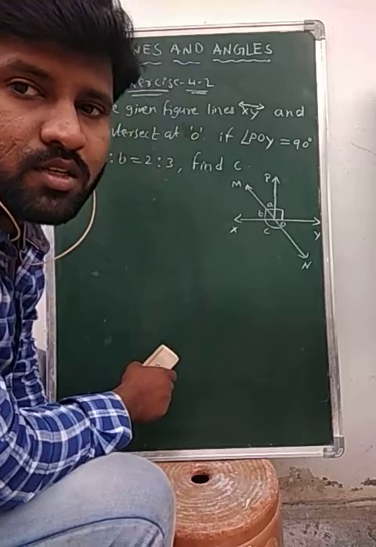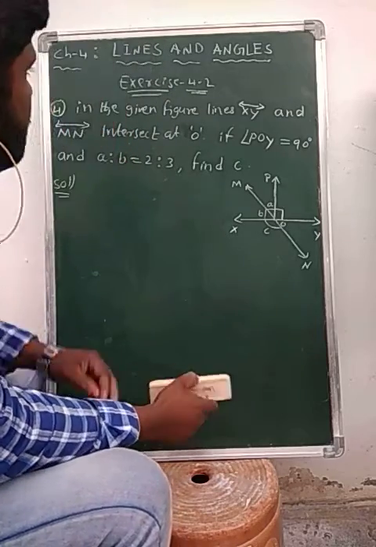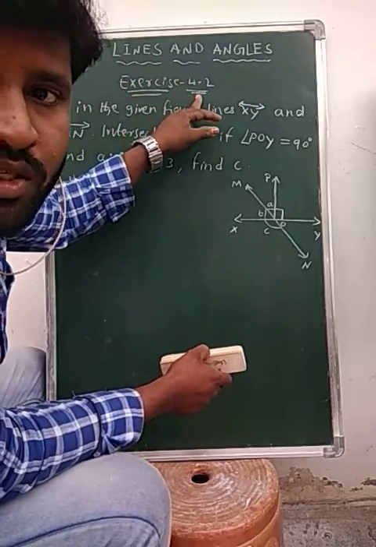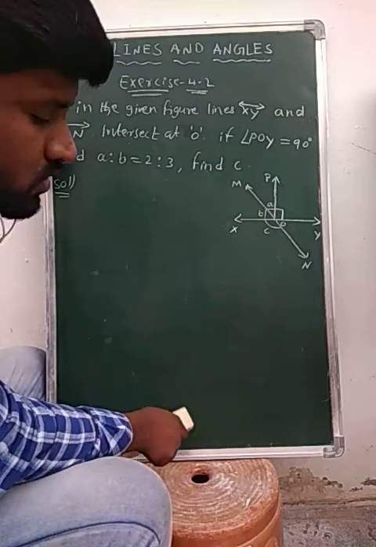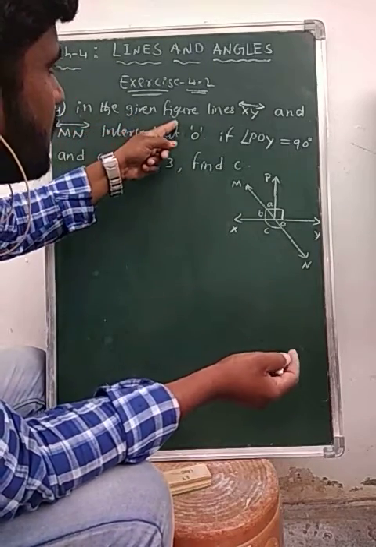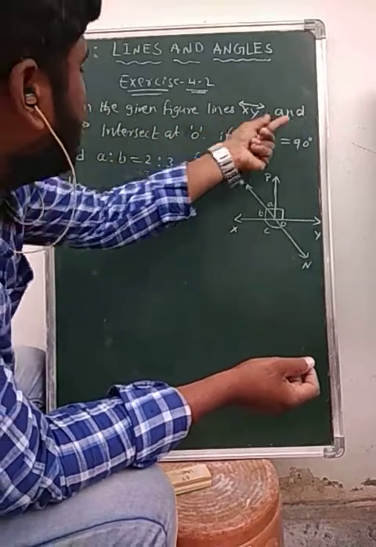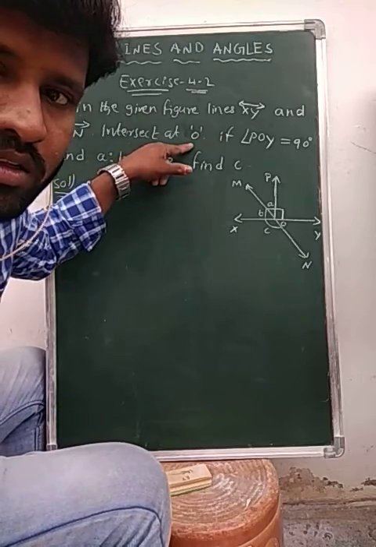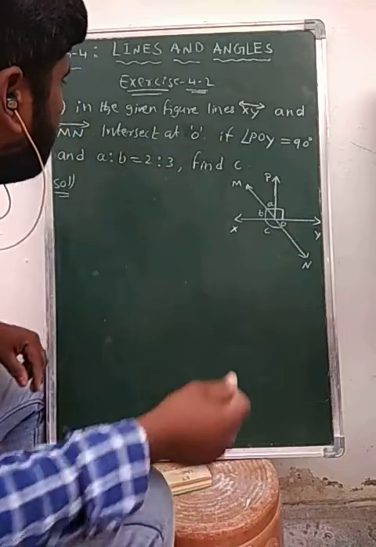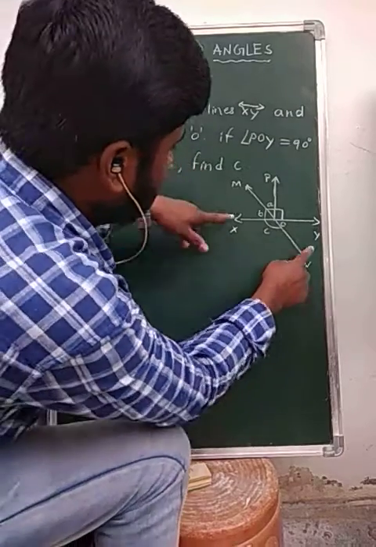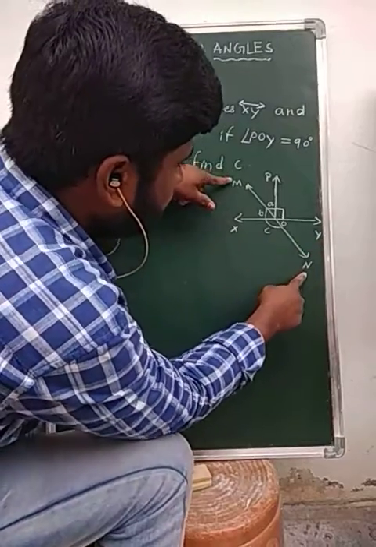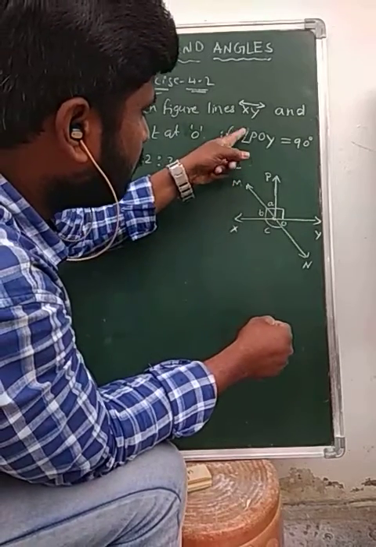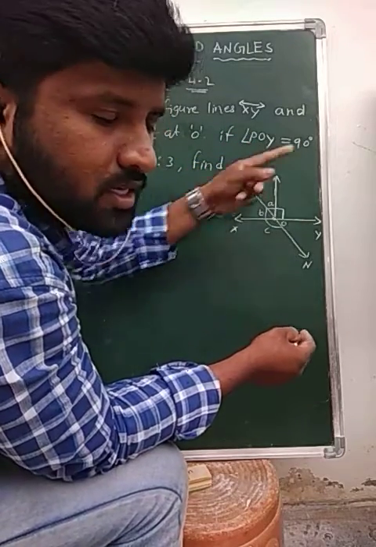Good afternoon, students. Today we are going to discuss chapter 4, lines and angles. In exercise 4.2, fourth question. The question is: in the given figure, lines XY and MN intersect at O. Okay? Intersect at O. So see, the lines are XY and MN. These two lines intersect at O. And if angle POY is equal to 90 degrees.